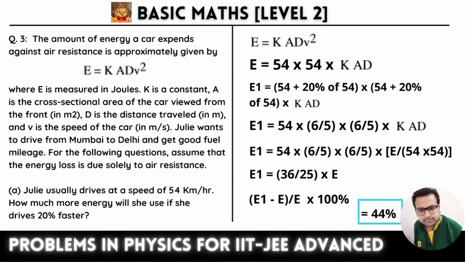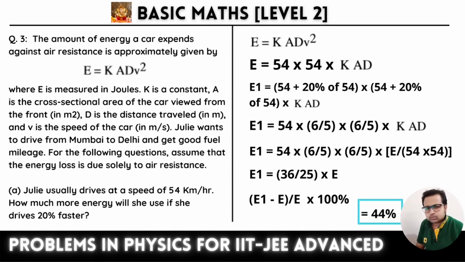So let's jump into the A part of the problem. The question is very clear. In the A part it is given that if Julie drives the car 20% faster, then how much more energy will the car use? How much more energy will be wasted by the car? So this is what we have to find.